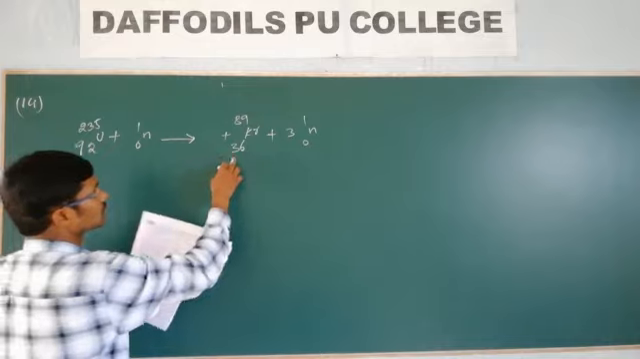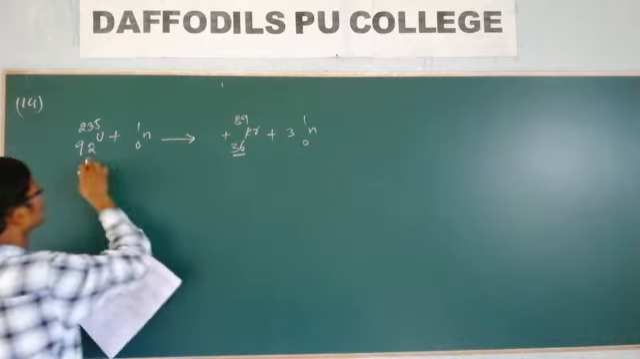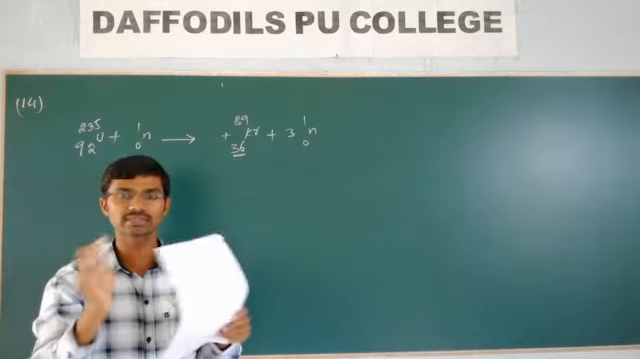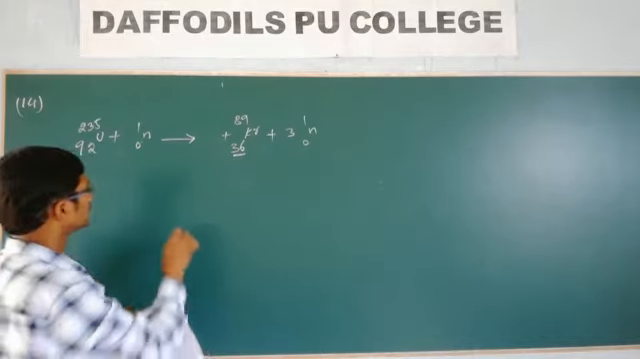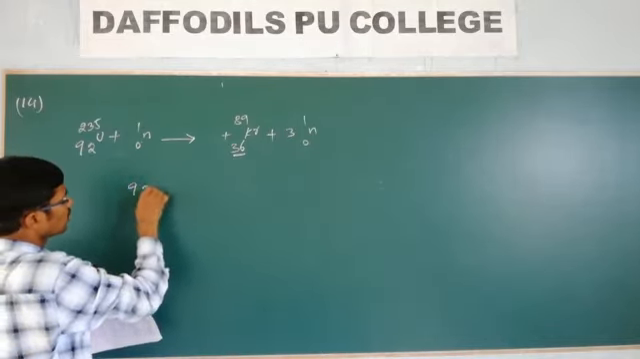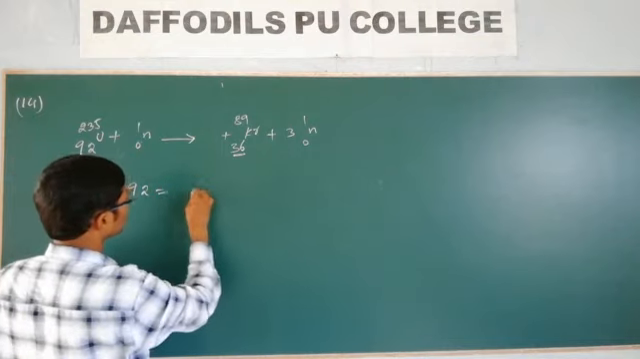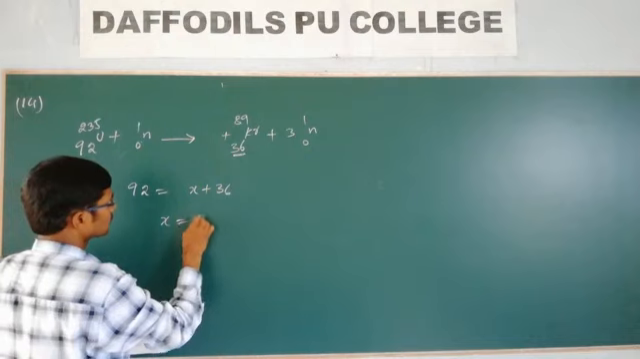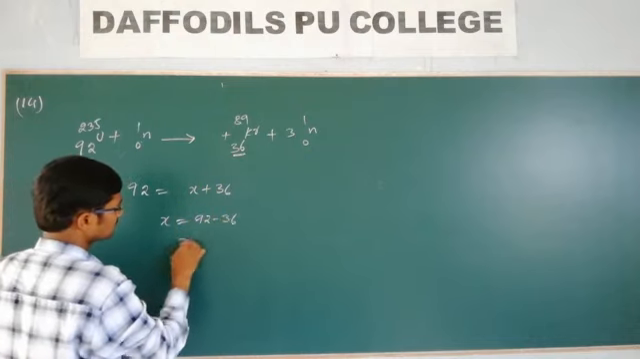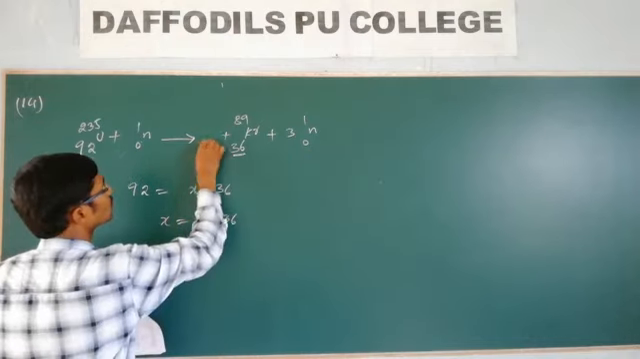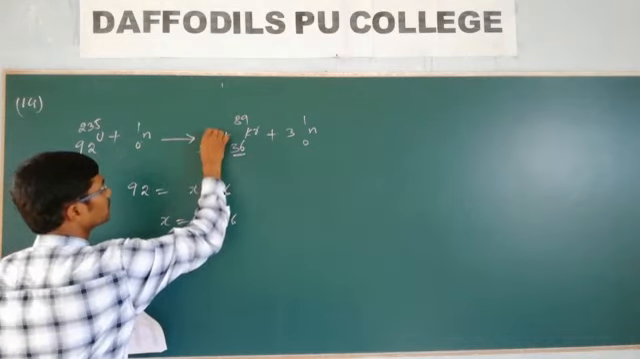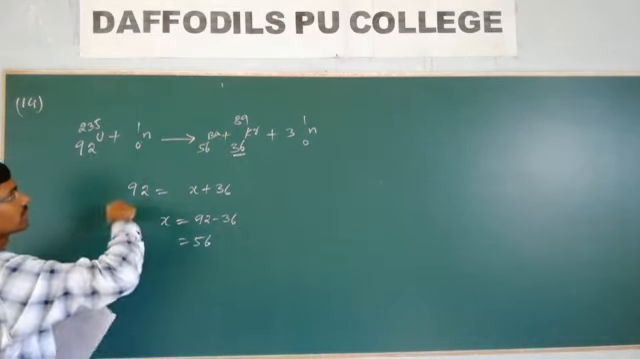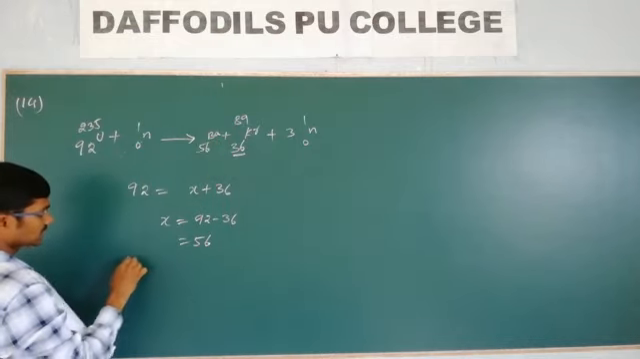Now, what would be the other product? We need to find what? Now look at this one, on both sides of the reaction the total mass number and atomic number should be the same. Here we have 92 and this side we have 36, then x plus 36, then x is equal to what? 92 minus 36, which is equal to 56. Now 56 is barium.